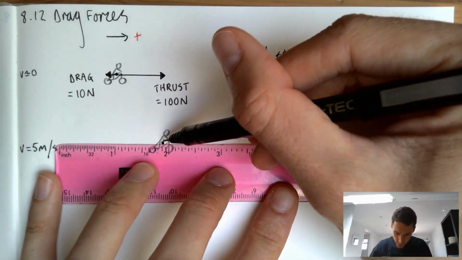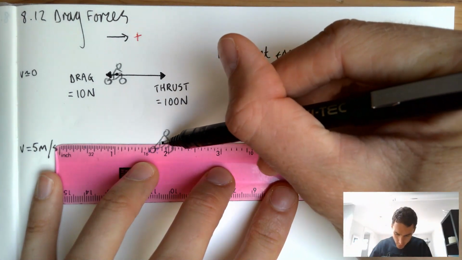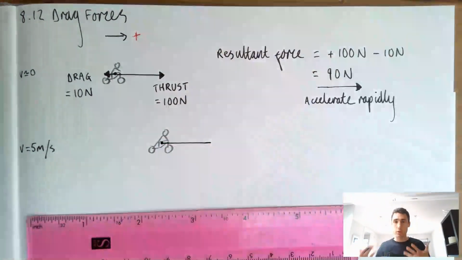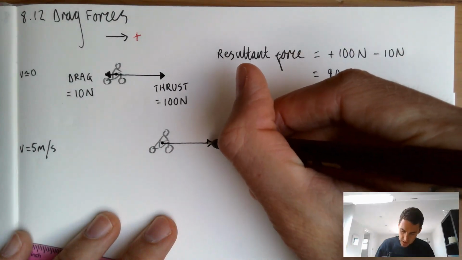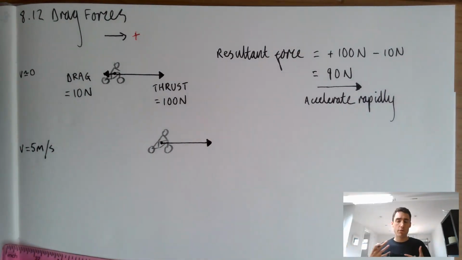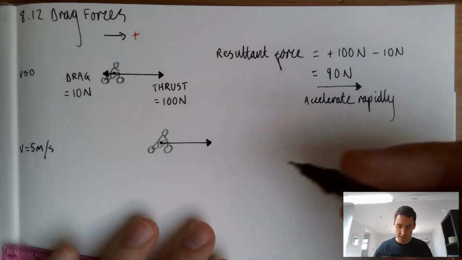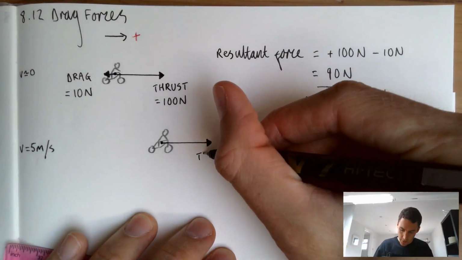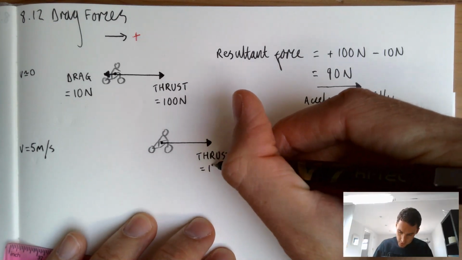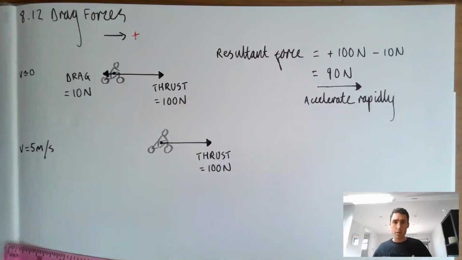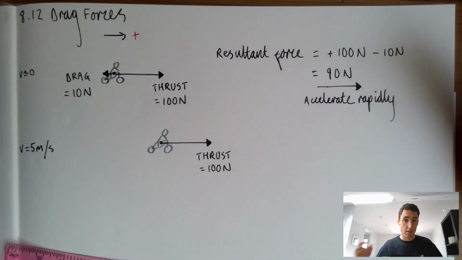I'm going to draw the thrust force, and you could elicit this by questioning students, or you could just tell them, but we're going to assume that the thrust force stays the same. So the amount of force that can be applied by the cyclist's legs just stays constant. So I'm going to put thrust equals 100 newtons.